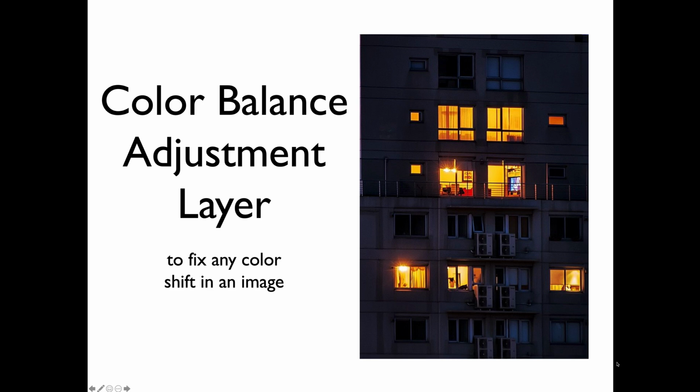Today we're going to talk about the color balance adjustment layer to fix any color shift in an image. So different lights burn at different color temperatures, and those different color temperatures appear different when a camera photographs them.